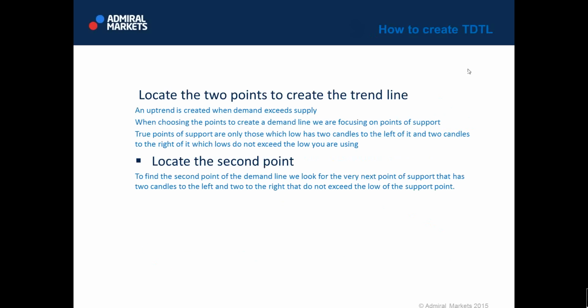Now, how to create Tom DeMark trend lines? Of course, this is the so-called manual approach. I will show you the slides and explain how to locate the 2 points. But definitely, I have an indicator which plots Tom DeMark trend lines.